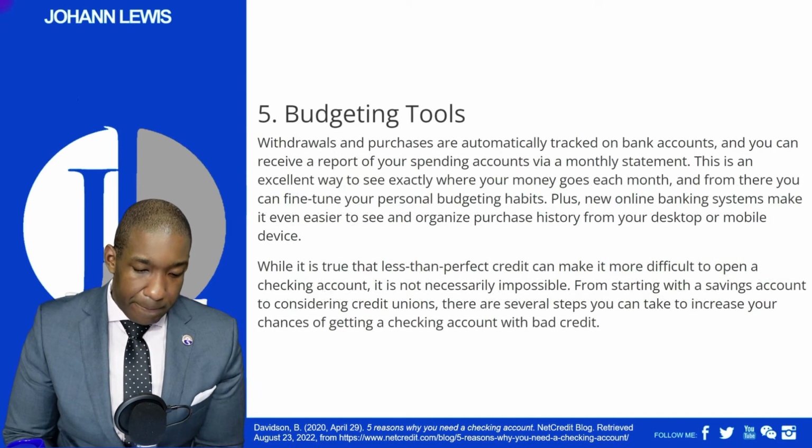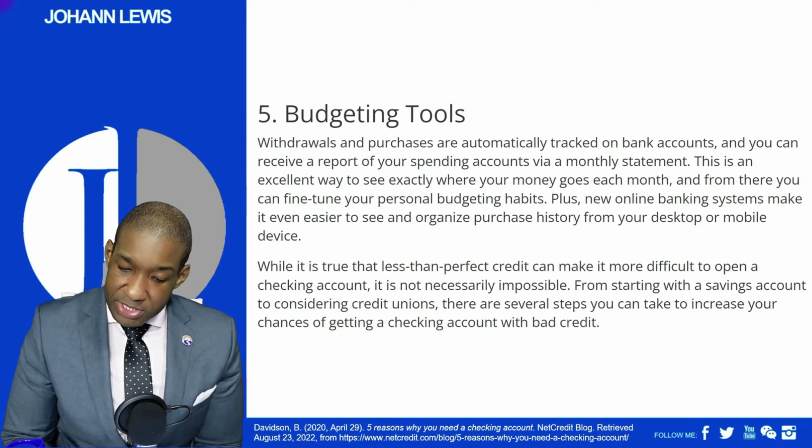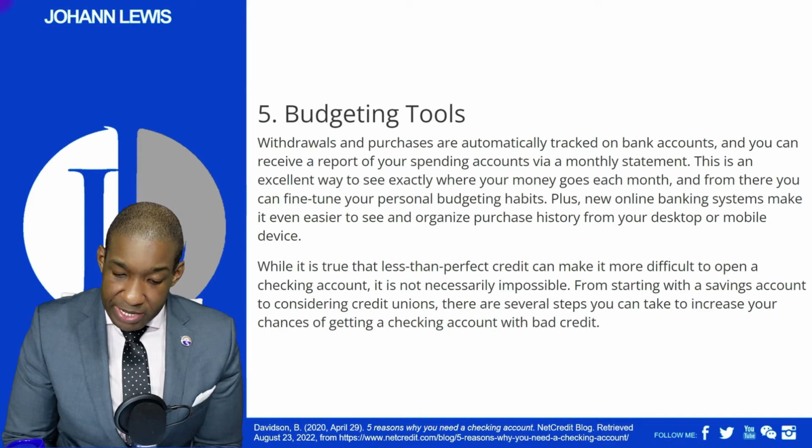Number 5, budgeting tools. Withdrawals and purchases are automatically tracked on bank accounts, and you can receive a report of your spending accounts via a monthly statement. This is an excellent way to see where your money goes each month, and from there you can fine-tune your personal budgeting habits. Plus, new online banking systems make it even easier to see and organize purchase history from your desktop or mobile device.